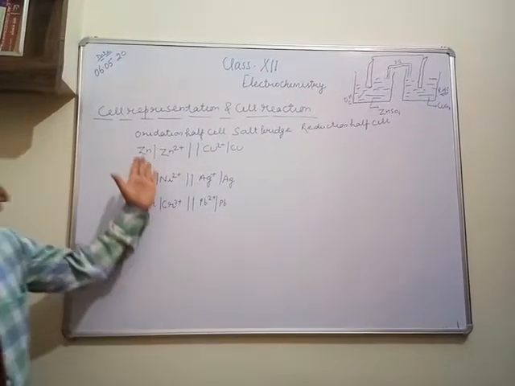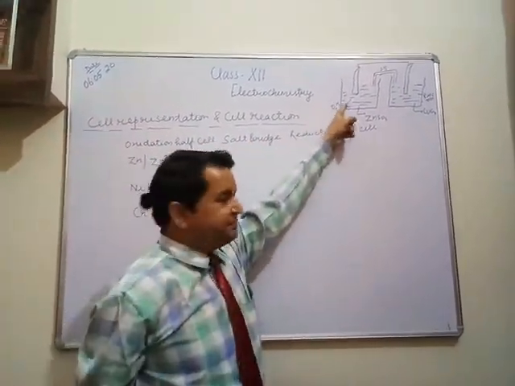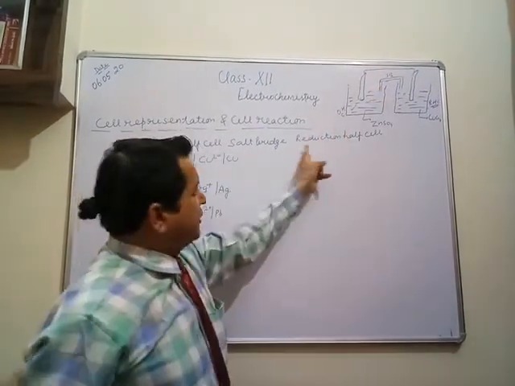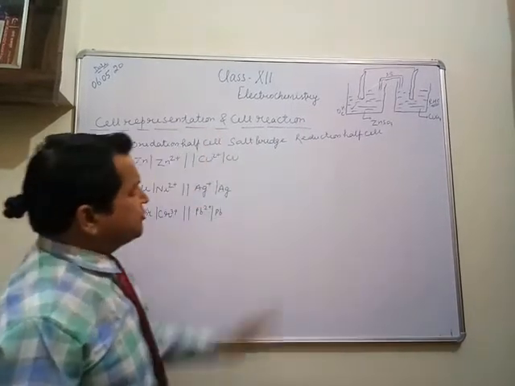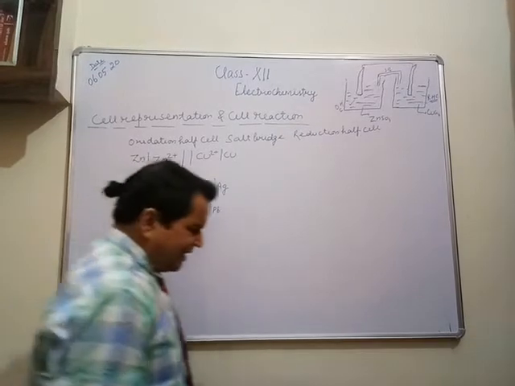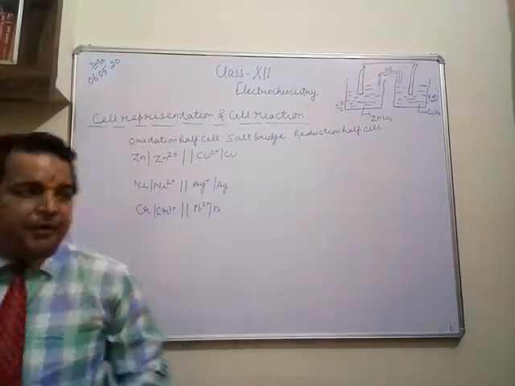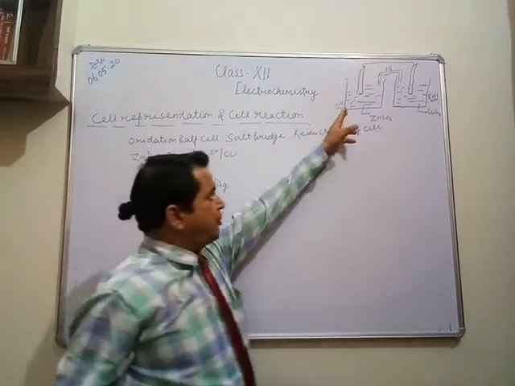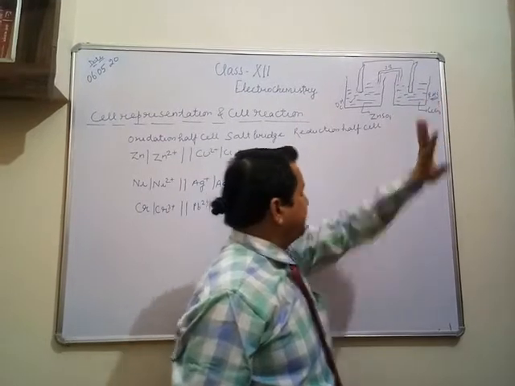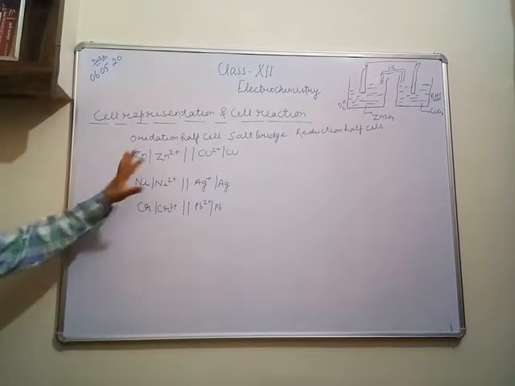You can see here I have written the oxidation half cell, then the salt bridge, and then the reduction half cell. Suppose I have a galvanic cell in which there are two electrodes, one of zinc and another of copper. Zinc is in its salt solution ZnSO4, and copper is in its salt solution copper sulfate, right? How will I represent that particular cell?